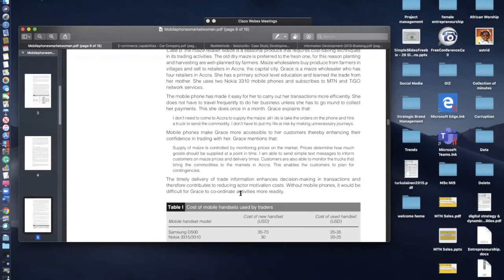Now, what we are trying to say is that the timely delivery of the trade information, which is enhanced by text messaging and voice phone calls, helps in decision making in transactions on the side of the customer, the side of the trading partners, and the side of Grace. Number two, it therefore contributes to reducing actor motivation costs. Actor motivation cost is the cost associated with actors not being motivated to complete a deal, or the cost of compliance in a particular business transaction.